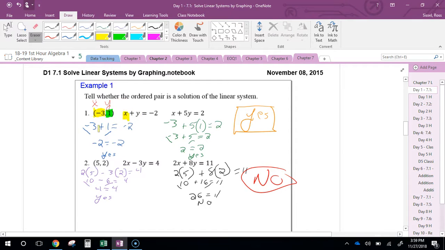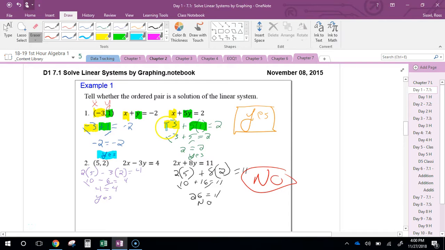So negative 3 goes in for x right here. On this equation, I'm just doing this so I can use the same highlighter. And then I go to green for y, and for here, y. Alright, so what I did on the first equation, I had negative 3 plus 1 equals negative 2. Well, negative 3 plus 1 is negative 2. So negative 2 minus negative 2, or negative 2 equals negative 2. Yes, it works. But to be a solution, it has to work for both linear equations.